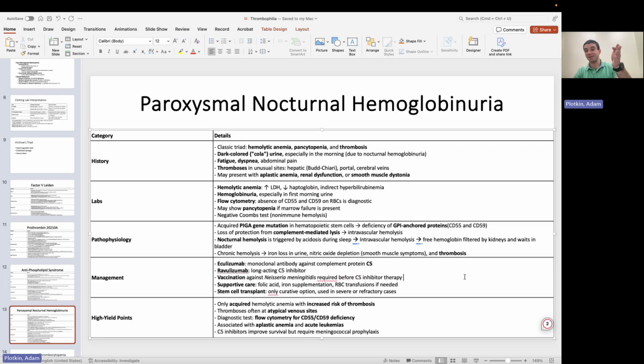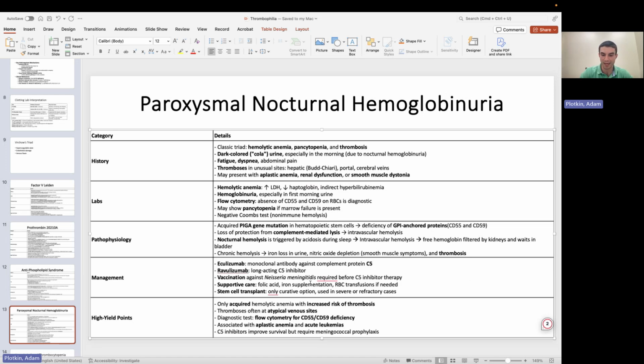Because remember, C5 through C9 makes my MAC complex, and MAC is super duper important to get rid of Neisseria, right? It cuts a hole in Neisseria and a lot of my other bacteria, but Neisseria especially, causes destruction, right? So I start thinking about terminal complement deficiency when I see a patient who's had 2 or more episodes of Neisseria meningitidis meningitis. I've talked about that in other lectures too.